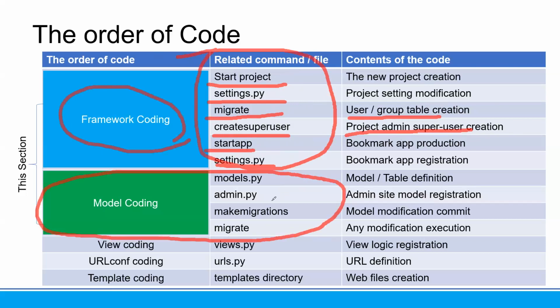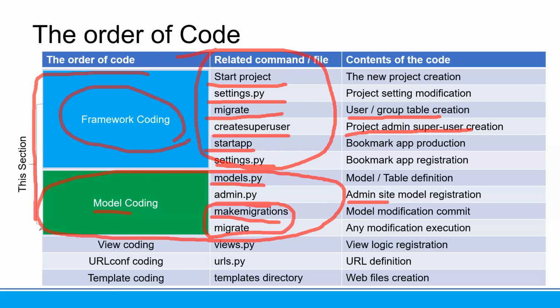The model coding means we are going to make the model. When we create the model, there will be some steps. First, we will do the modeling in models.py. And then we will do the administrator part. We will register the admin. And usually we will do the migration.